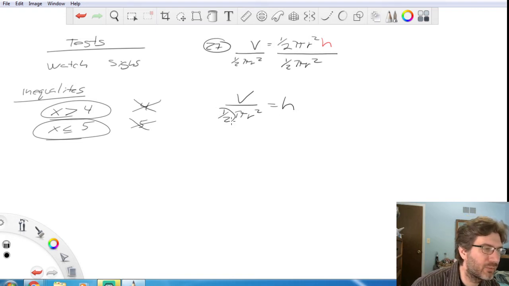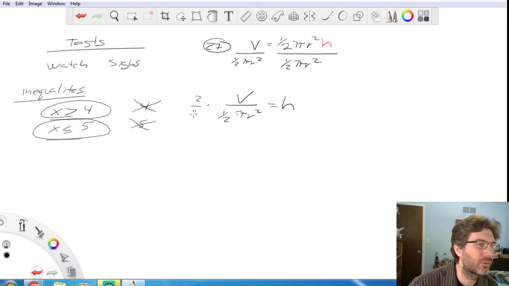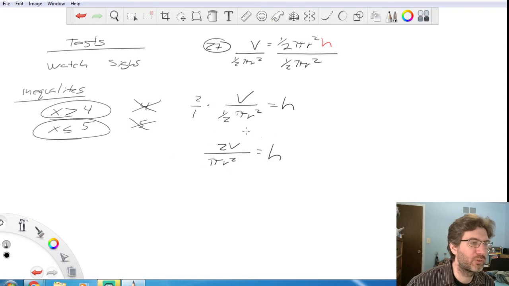So in order to get rid of that 1/2 in the denominator, we're actually going to multiply by the reciprocal. So I'm going to multiply by 2 over 1. That's going to cancel out the 1/2 in the bottom, and it's going to move the 2 up top. So I'm basically going to flip that. I'm going to multiply by the reciprocal. Instead of divide by 1/2, I'm going to multiply by 2. So it's going to turn out to be 2v over pi r squared equals h. And this is the preferred way of writing it.